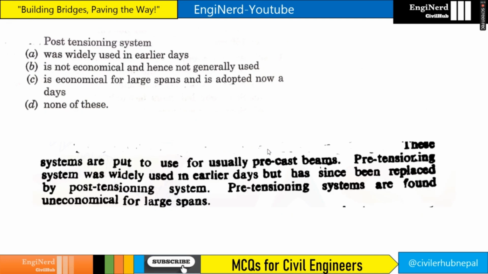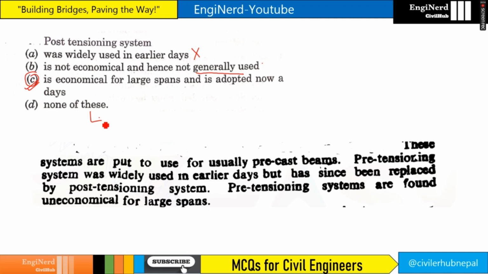Next, post-tensioning system, option number A, was widely used in earlier days. No. Is not economical and hence not generally used. So it is not generally used in the general cases, right? So it is quite not economical as well. And is economical for larger spans. So as compared to pre-tension, it is economical, right? It is economical, but normally it is not that economical. So it's economical for large spans and is adopted nowadays. So this is also the correct answer, right?